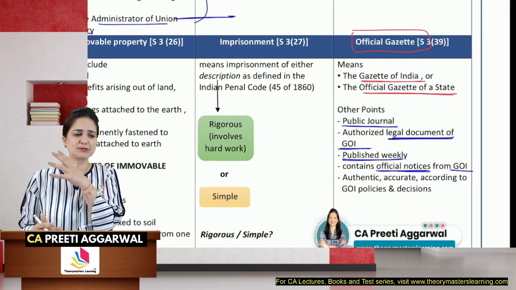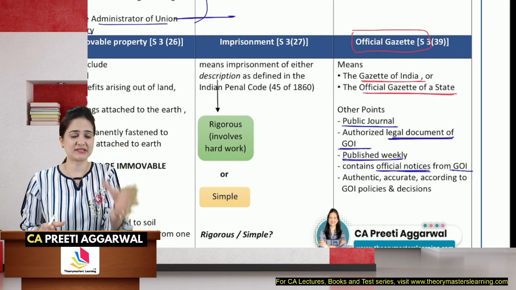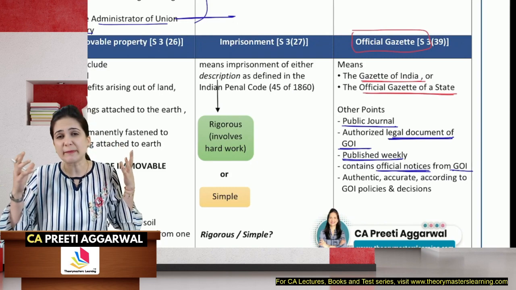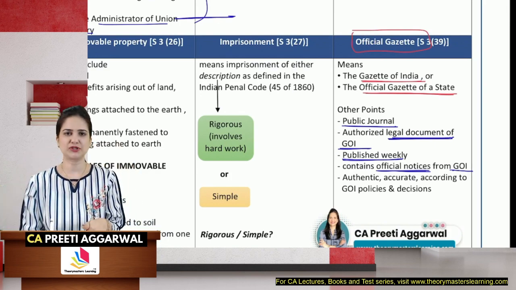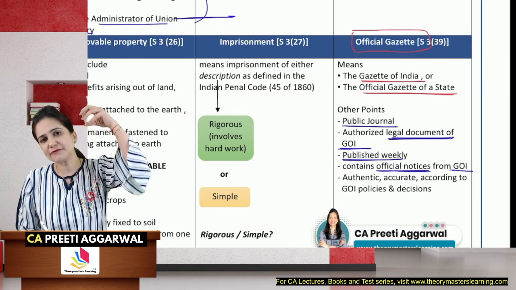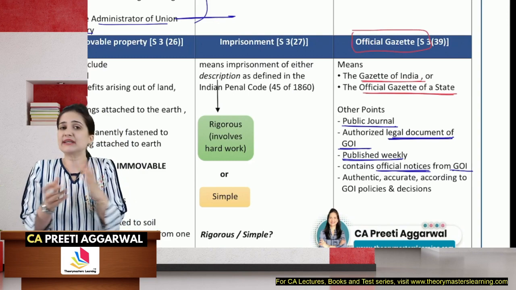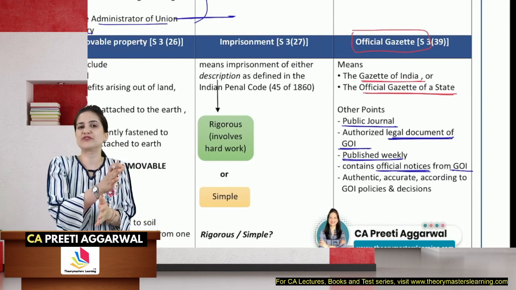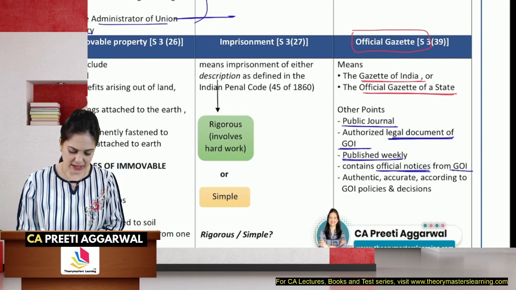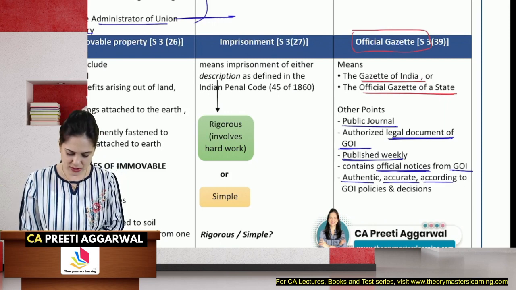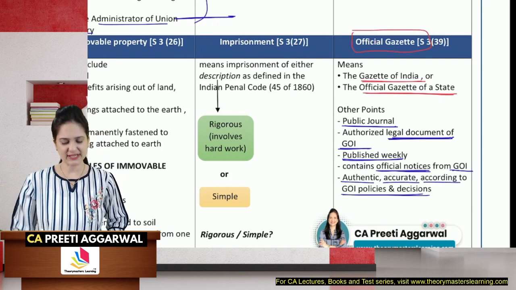Now the act has been passed by the parliament, by the president's approval. How will the general public come to know about it? It is through the official gazette. The act comes into force on the day on which it is notified in the official gazette. If the date is not available, then you will go to the date on which it received the assent of the president. It is authentic, it is accurate, it is according to the government of India policies and decisions.